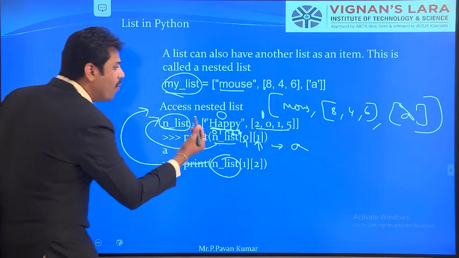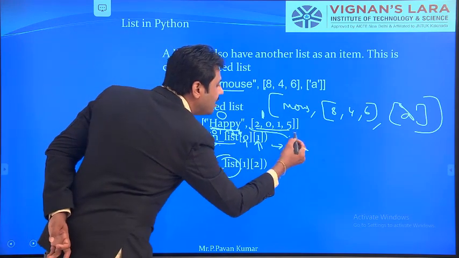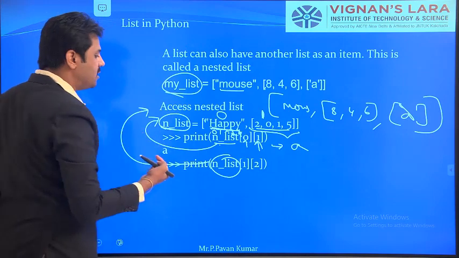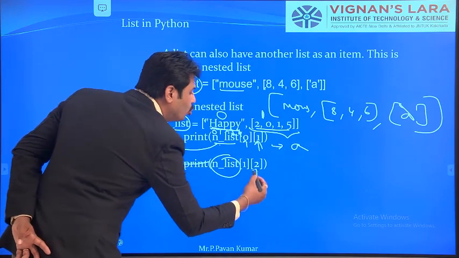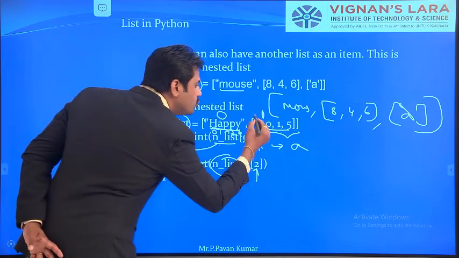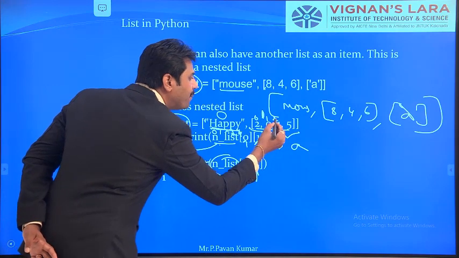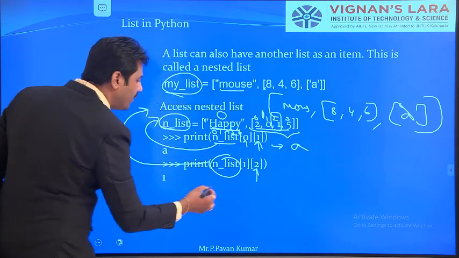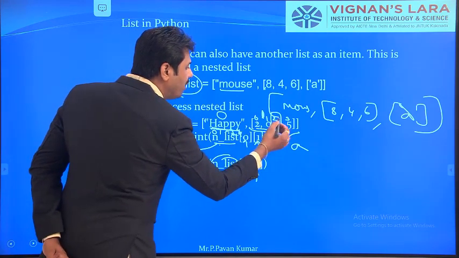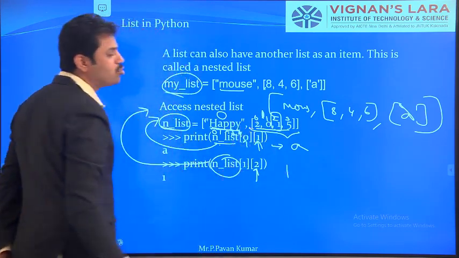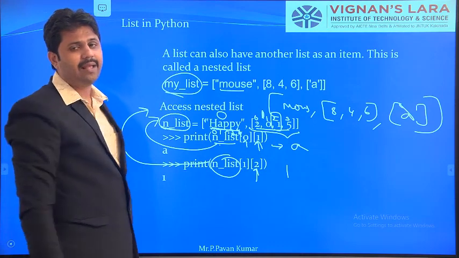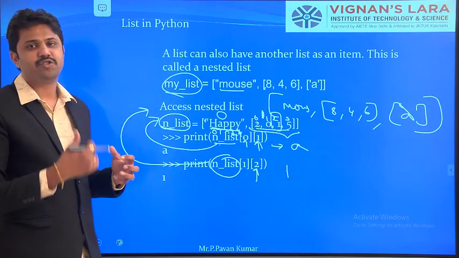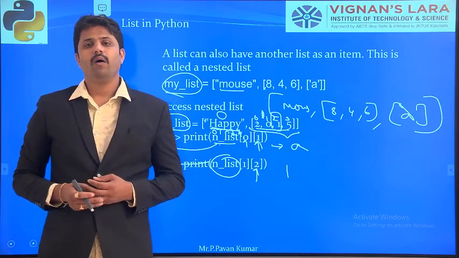Next one, your list of 1. 1 means this entire nested list. In that what do you want? 2. 2 means this is 0, 1, 2. This second value is going to be printed. Like this, you can access your nested list. Okay, thank you.